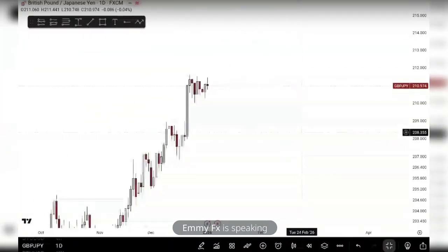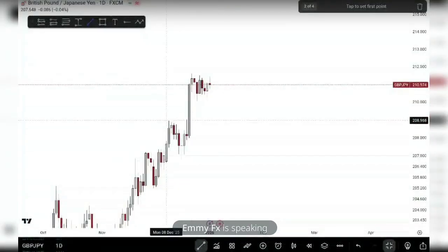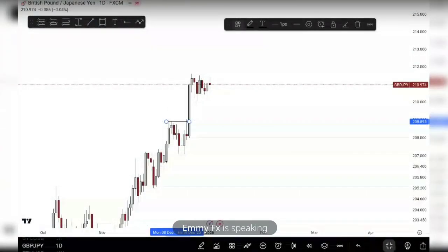All right, so first of all we have this break of structure to the upside, right? So we have this break of structure to the upside.